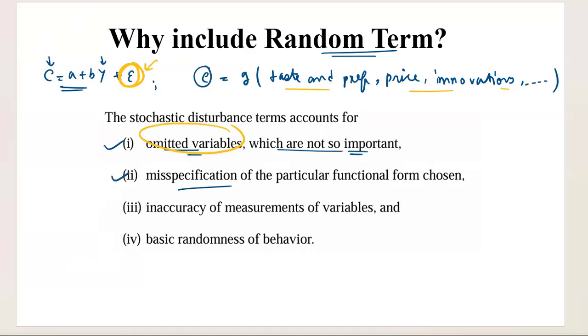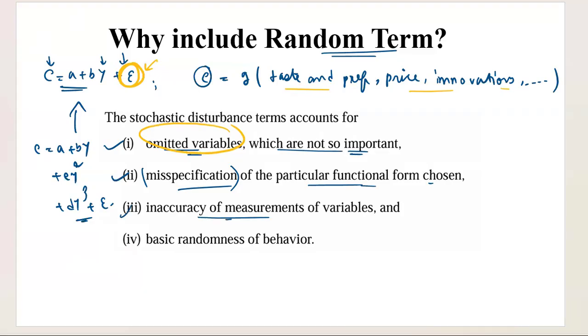Second point is misspecification of a particular functional form. Suppose this is not a linear relationship. Suppose the relationship should be like this: by plus cy square plus dy cube. Suppose this should be the proper functional form, but since we have followed a particular economic model, we have taken this to be a simple linear model. So in order to account for this misspecification, that is, omission of variables or inclusion of irrelevant variables, we have to again include this epsilon term.